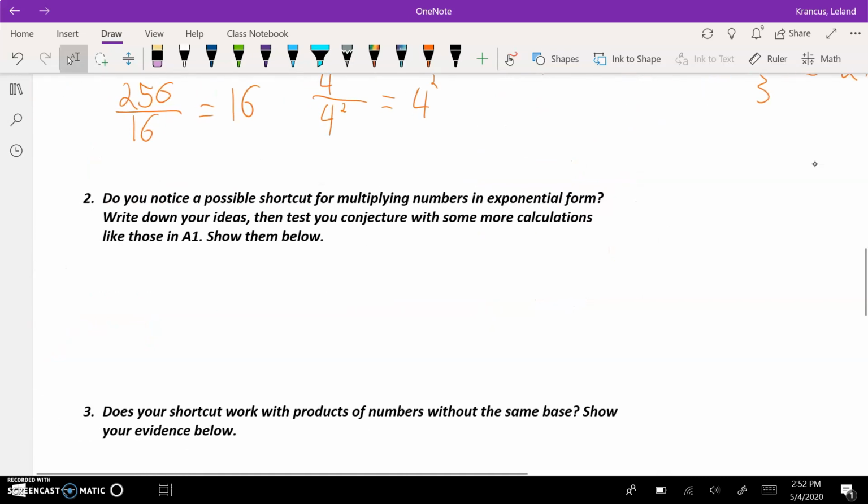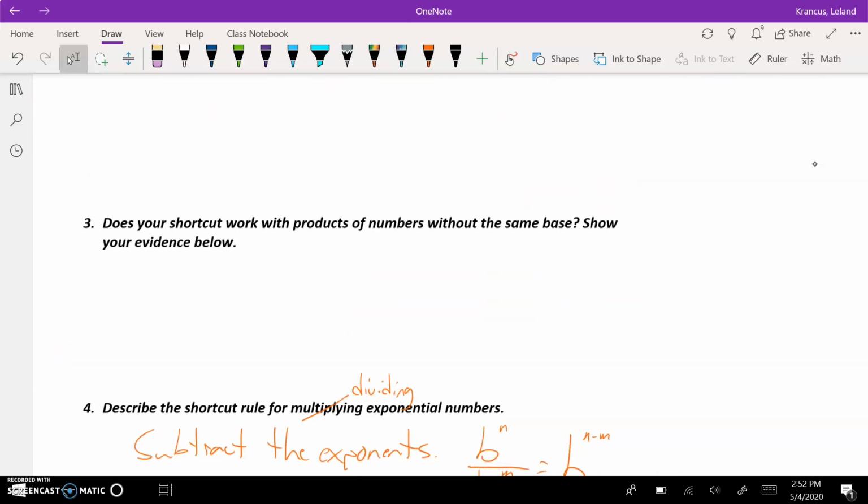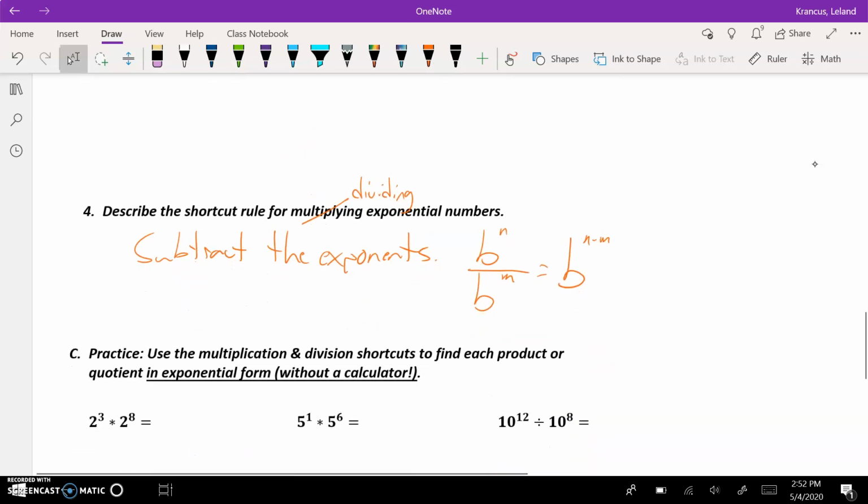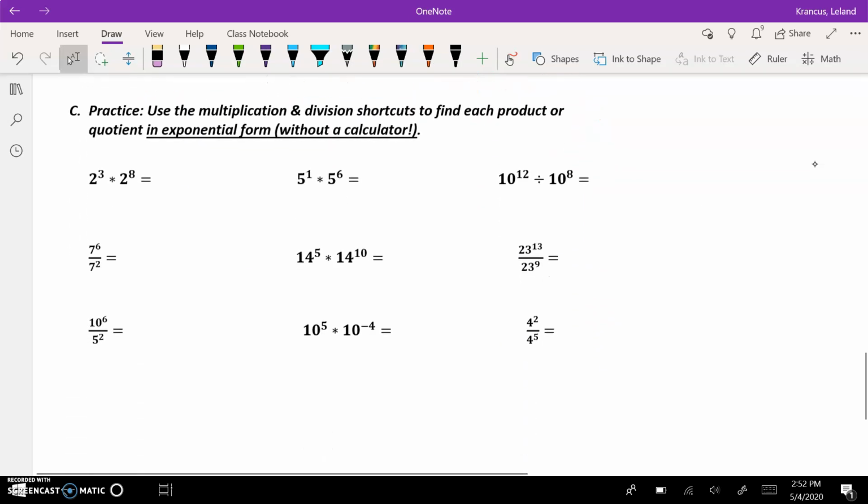And like the other shortcut that we saw, this does not work for quotients of numbers that don't have the same base. It should be quotients. So no, it doesn't work. Try for yourself and see. So then there's some practice problems to try doing this.